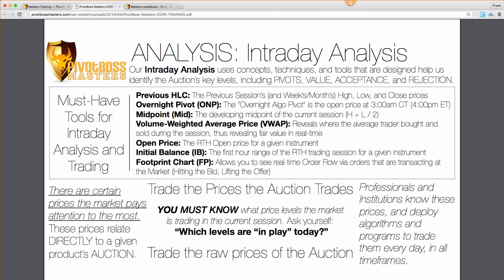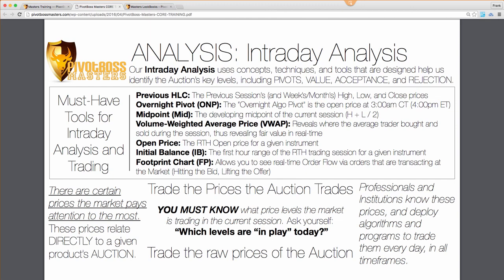In terms of the overnight pivot, that's another key level that the market watches. Not many traders know about this pivot, or at least knew about it, but over time it's gotten a lot more coverage. We'll talk a little bit more about the overnight pivot in a couple of slides. But basically, the overnight pivot is the open price at 3 a.m. Central Time, or 4 a.m. Eastern. So that should read 4 a.m. Eastern. So we'll look a little bit at that as well.